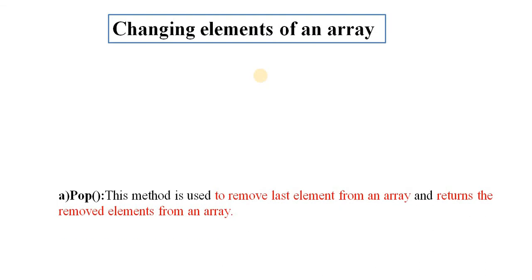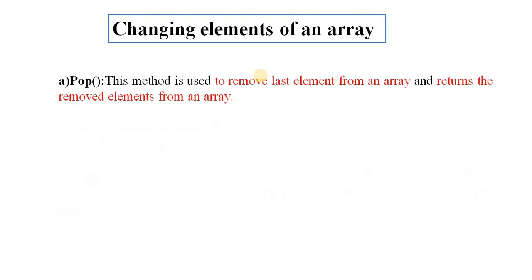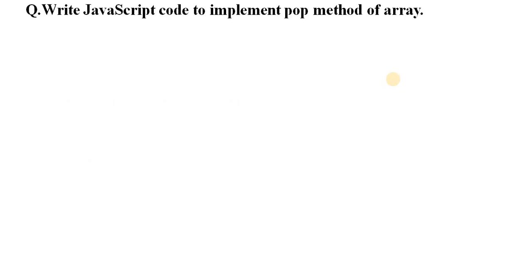Next is changing elements of an array. In that, the second method is the pop method. The pop method is used to remove the last element from an array. The shift method removes the first element of an array, but the pop method is used to remove the last element of an array and returns the removed element from the array. The syntax of the pop method is array.pop.